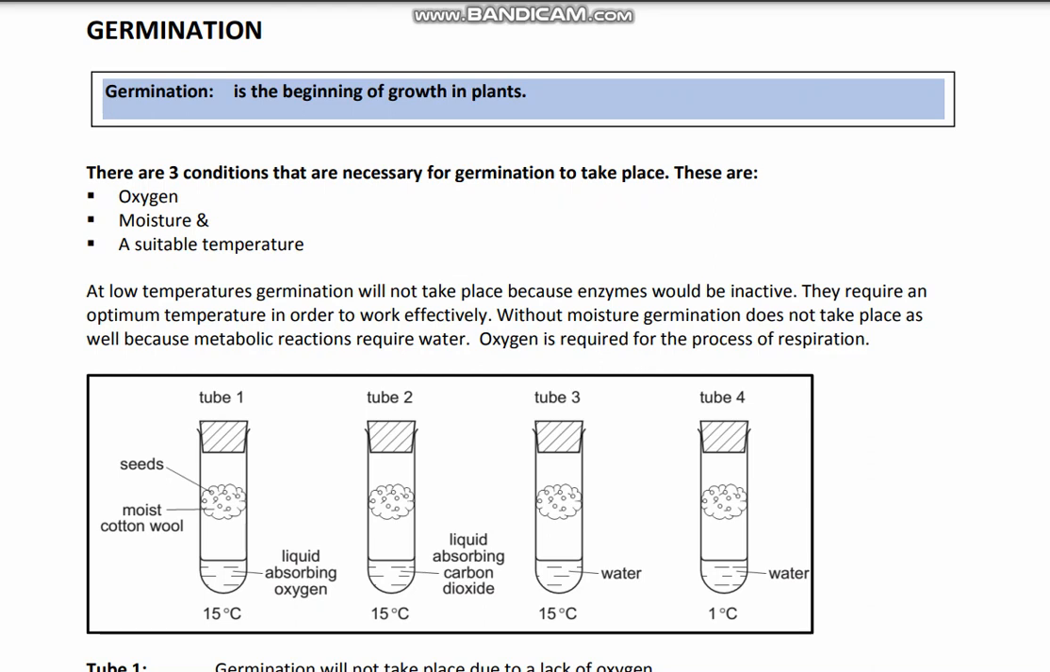Without wasting much of your time, let me get into today's lesson where we are going to talk about the process of germination. So what you need to know first of all is, what is germination? What are we talking about when we talk about germination? Germination is, let me define it like this. I know there is a definition here which says it is the beginning of growth in plants. But the proper definition for germination is a process.